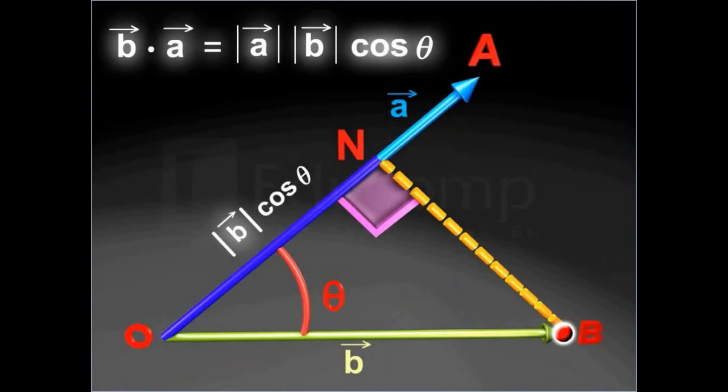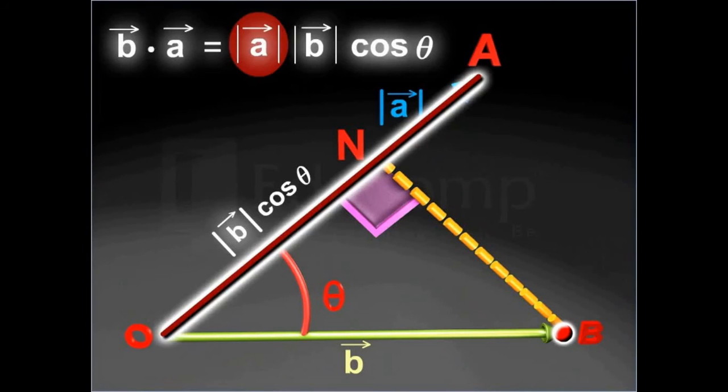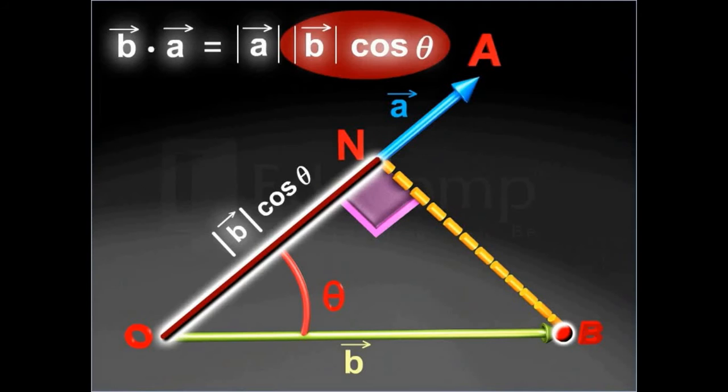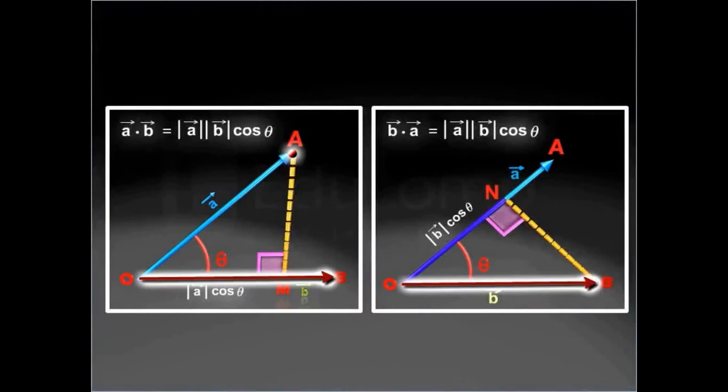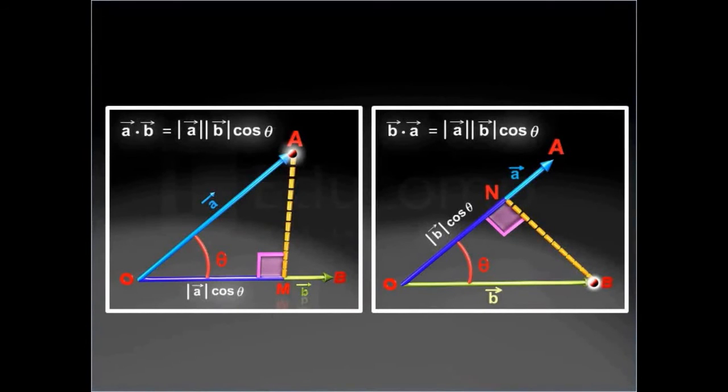Similarly, dot product of vector B and vector A can also be obtained by multiplying magnitude of vector A and the scalar component of vector B along vector A. The dot product of vector A and B can be obtained by either multiplying the projection of vector A on vector B by magnitude of vector B, or by multiplying the projection of vector B on vector A by magnitude of vector A. This fact helps us to conclude that the dot product of two vectors is commutative.